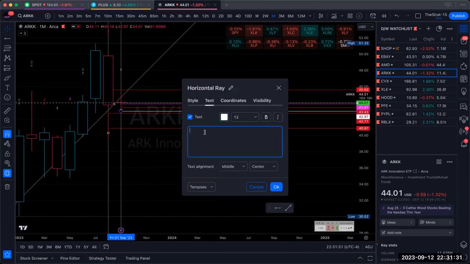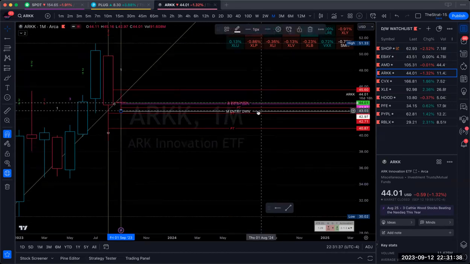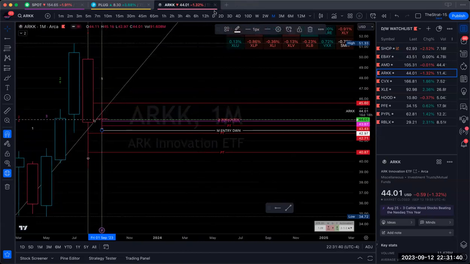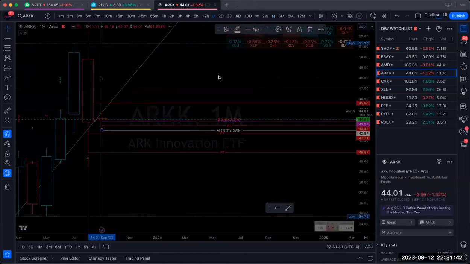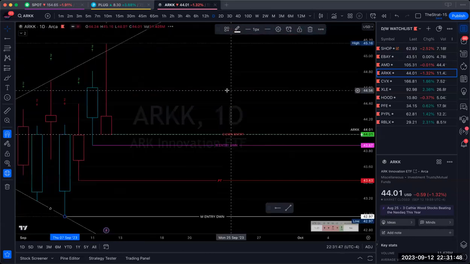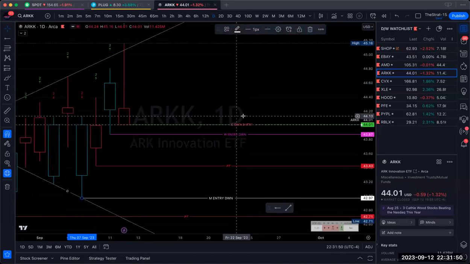Type this out, man. And have that tied into there. So that would be a month entry down. So you come back to this daily chart, you'll be able to see exactly what I'm looking at. All right, so there you go.